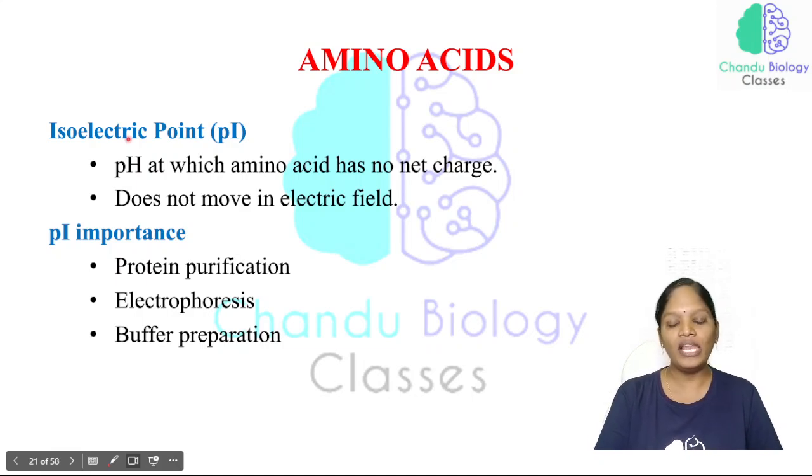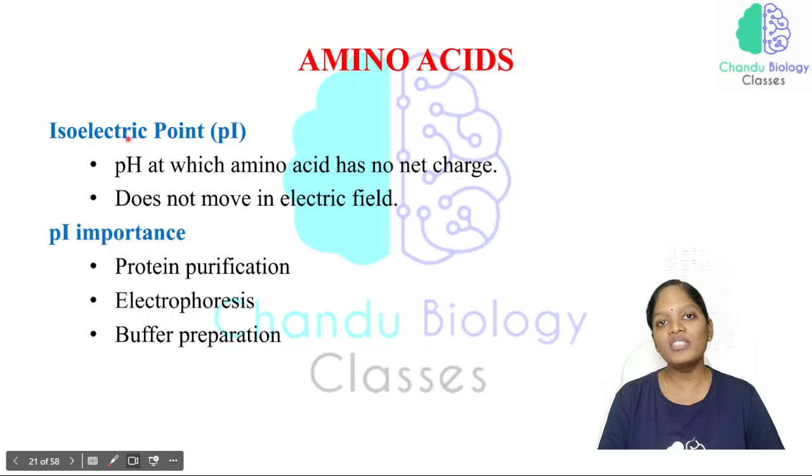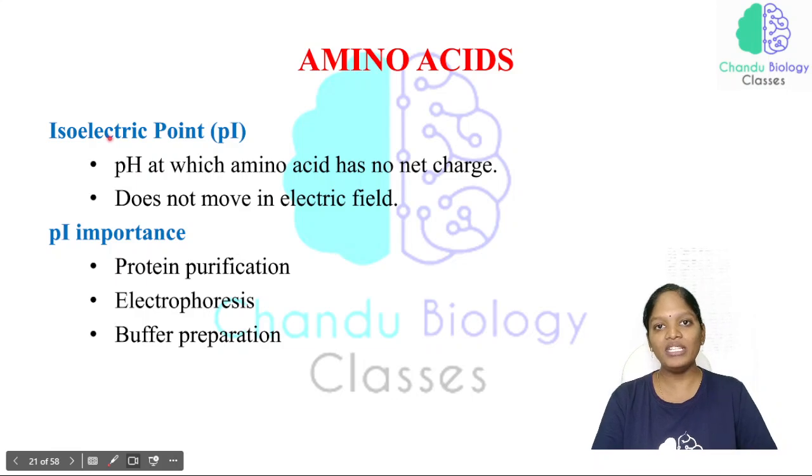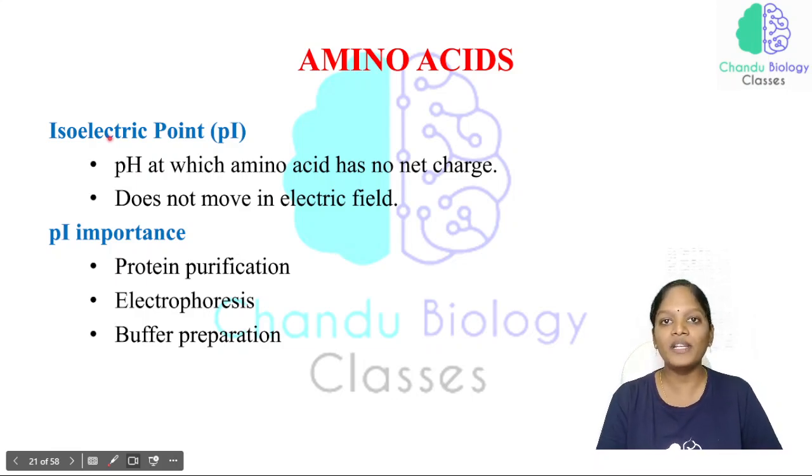Electrophoresis is basically a method where there is movement of a molecule towards a charge. For example, DNA has a negative charge, so when we run a gel electrophoresis, the DNA will move towards the positive charge. That is the process of electrophoresis. At the isoelectric point there is no net charge, so there will be no movement. If we know the isoelectric point of a particular amino acid, we know it will not move at this particular pH.